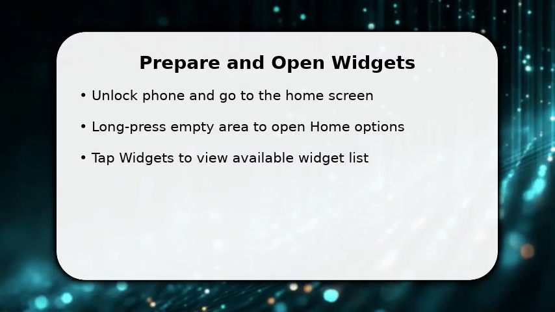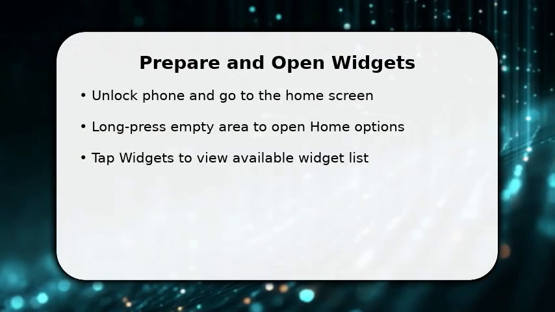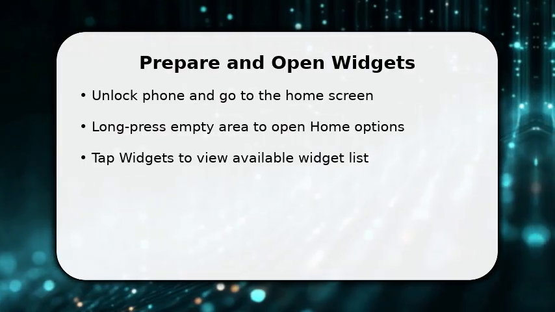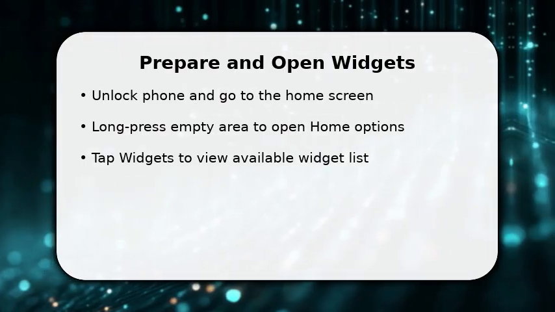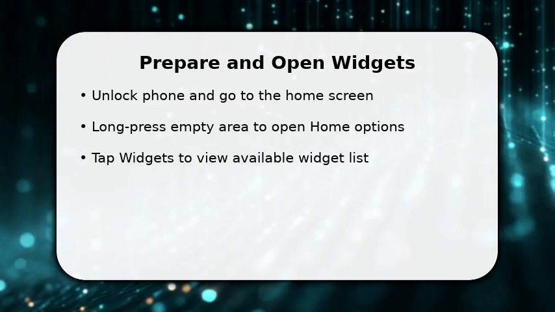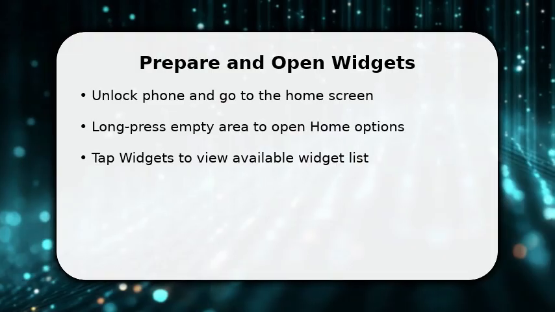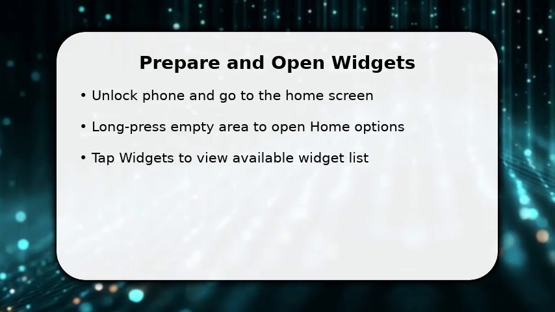You start by unlocking the Realme C11 and going straight to the home screen. Once there, long press any empty spot to open the home options. You need to ensure the current launcher supports widgets and the phone is updated to the latest system patch. Once done, tap Widgets in the menu to reveal collections.